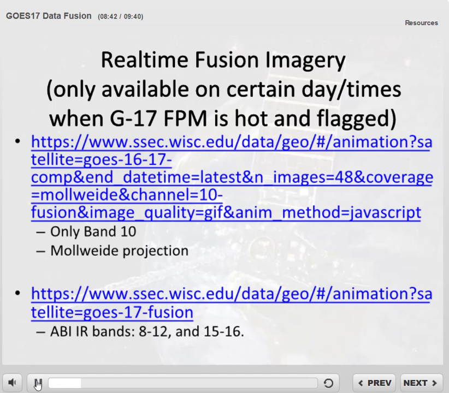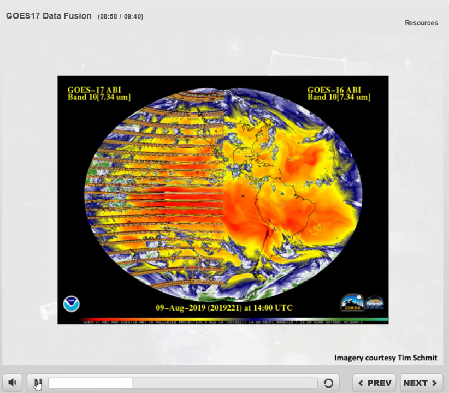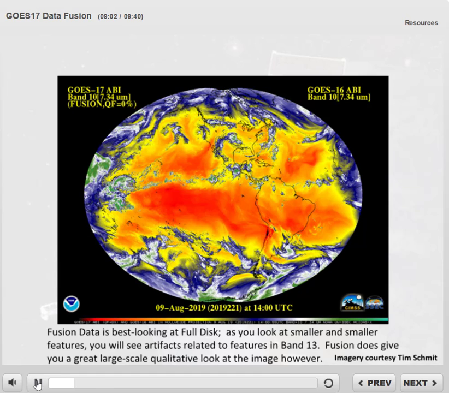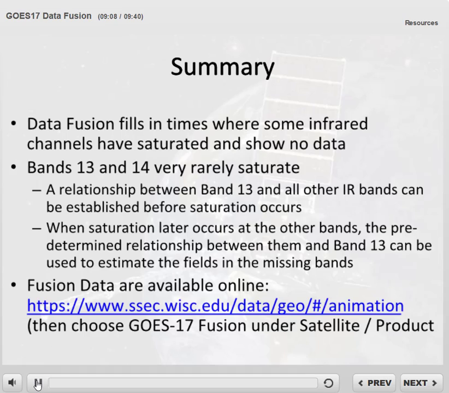You can find real-time fusion imagery at these links. The one on top combines band 10 from GOES17 and GOES16, and it shows most of the Pacific and Atlantic basins and the Americas. The one at the bottom shows individual bands for GOES17. Here's what the band 10 combination looks like without data fusion. And here's what it looks like with data fusion. Data fusion looks best for large-scale features.